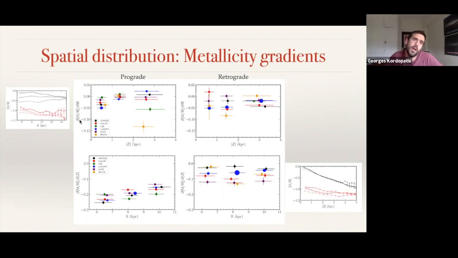And here I show you, for example, how the radial metallicity gradient for the prograde stars changes as a function of Z. You can see that all of the surveys show the same trend, flattening and an inversion of the metallicity. And for the retrograde stars, all of the surveys show basically the same trend: zero change in the metallicity gradients, regardless of the survey.